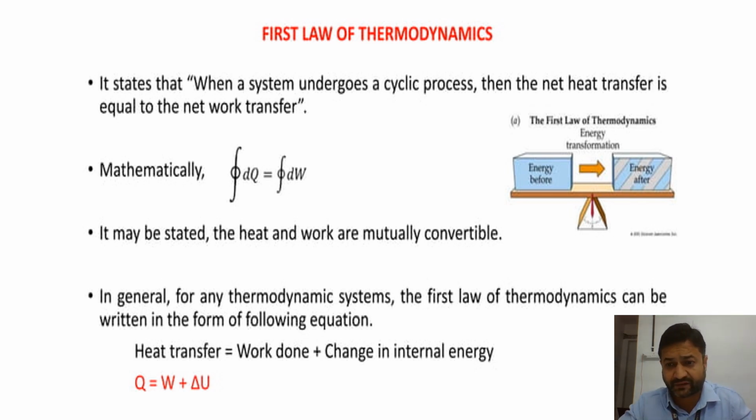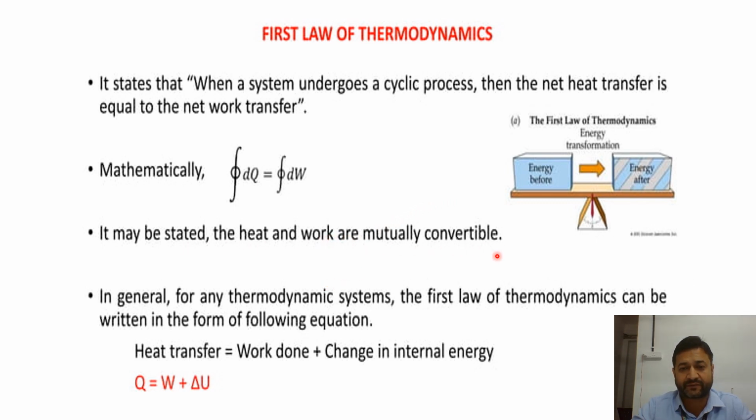Yesterday we studied processes and cycles. If a complete cycle is occurring inside the system, for a system undergoing a cyclic process, the net heat transfer will be equal to the net work transfer. The integral of del Q will be equal to the integral of del W. They will be exactly equal to each other only and only when it is a cyclic process, meaning one complete cycle is occurring.